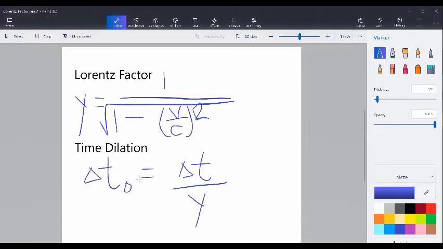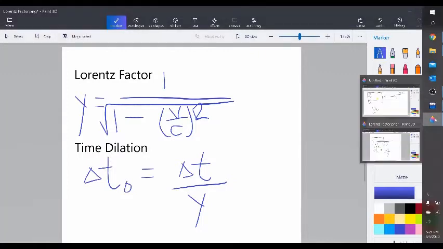And in this equation, delta T naught could be seen as a spaceship flying very, very fast away from Earth, and delta T would be the time experienced by those on Earth. And you can see from this that the time for those flying quickly away from Earth will always be less than the time of those on Earth.